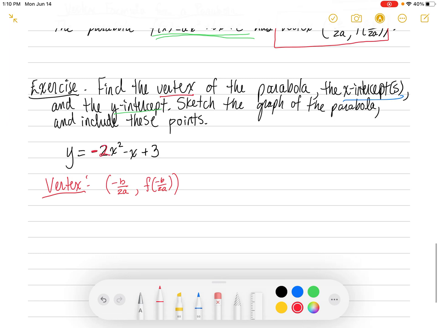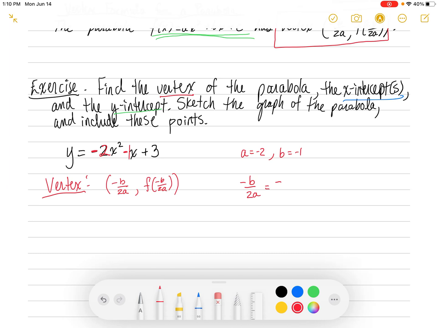So the first thing I'm going to do is look at a, b, and c in my quadratic. Well, I don't need c, I just need a and b. So a here is going to be minus 2. That's the number in front of the square term. And b is the number in front of the x term. It's going to be minus 1. So b is minus 1.